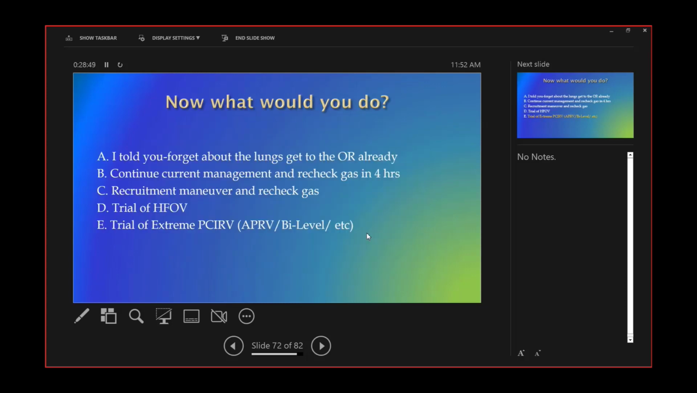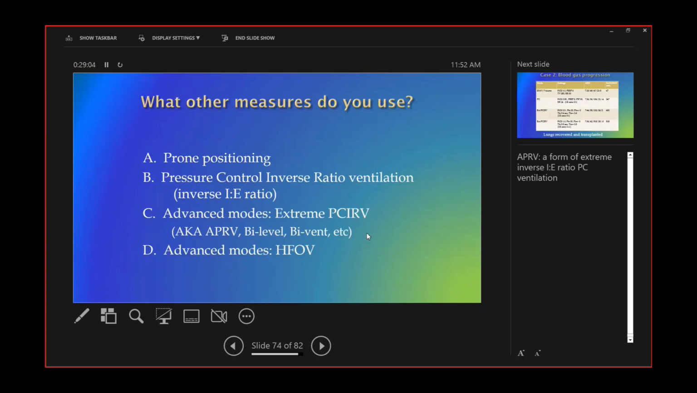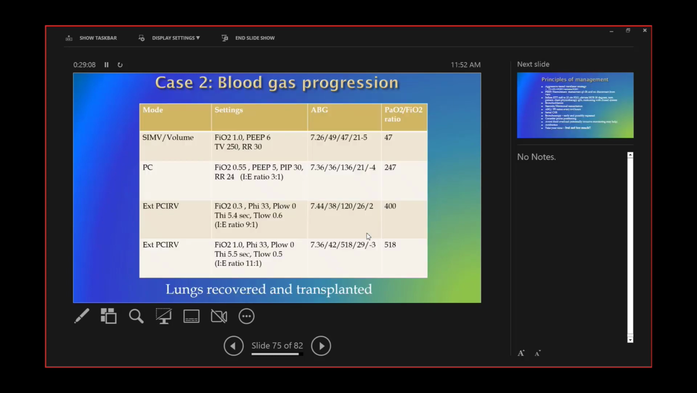And then what would you do now? I told you to forget about the lungs and get to the OR already. Continue current management, recheck, recruitment maneuvers, and recheck. Trial of high frequency oscillator or trial of extreme pressure control. This is what we're here for, so that's what we did. And then the other measures you can do are prone positioning. You can do advanced modes. We talked about that. And this is what subsequently happened. So we got our PF ratio.